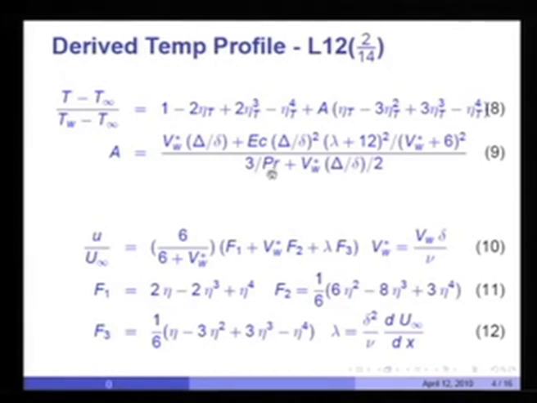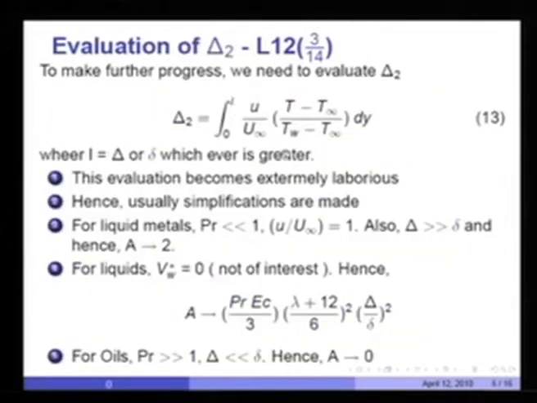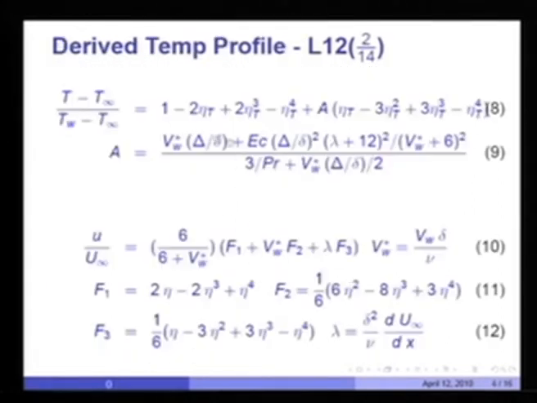Prandtl number is of the order of 0.001, and therefore, this number is also very large. In other words, both the numerator and the denominator assume very high values, and therefore, A would tend to 2. For liquids, V w star equal to 0 is not of interest, in which case A, if I drop the V w star terms here, would simply be that term divided by this term.